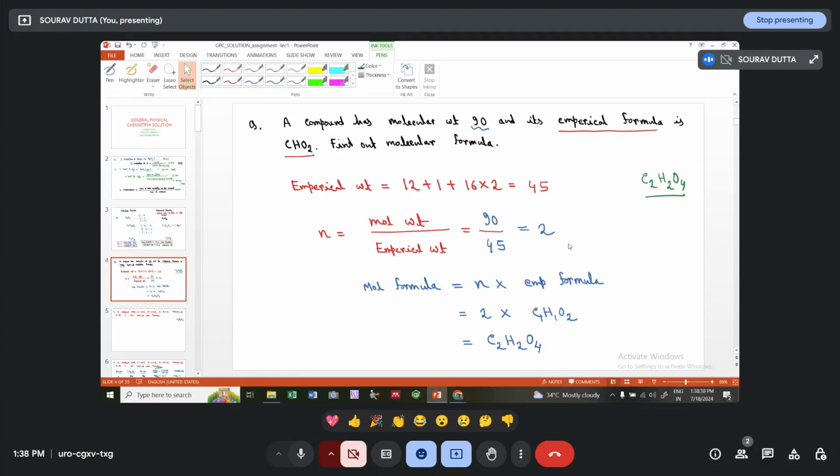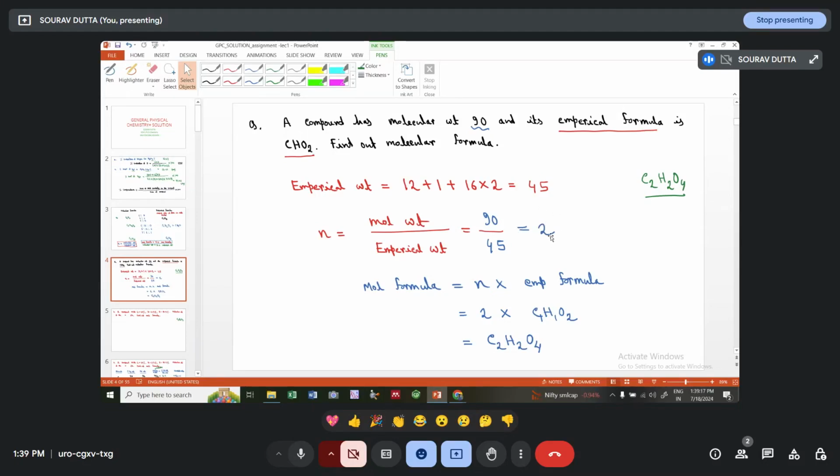A compound has a molecular weight 90, empirical formula is CHO2. So empirical weight will be, for carbon 12, for hydrogen 1 and there are 2 oxygen atoms. For 1 oxygen, atomic mass 16, there are 2 oxygen, so 16 into 2, and if you calculate it you will get 45. According to the formula, n will be molecular weight divided by empirical weight. Molecular weight is already given, that is 90, divided by empirical weight, that is 45. So 90 by 45 equals 2. So your n value is 2.